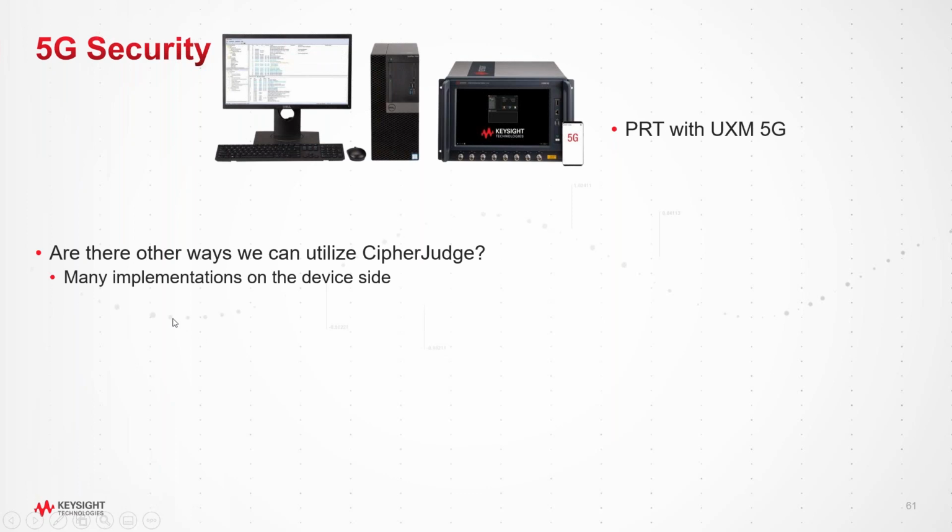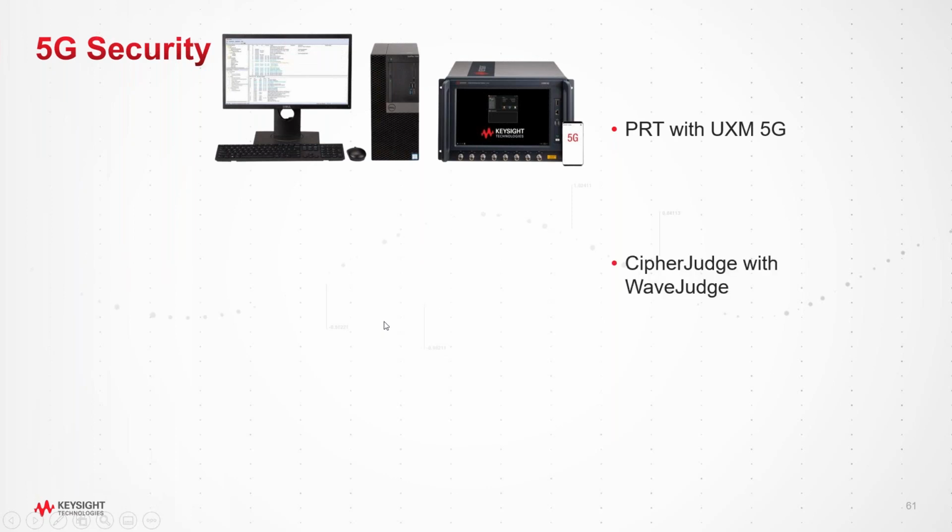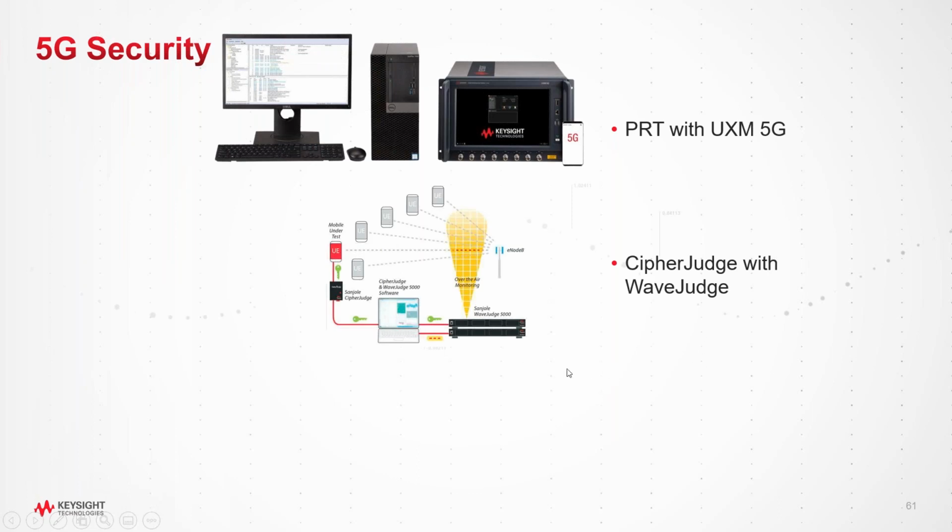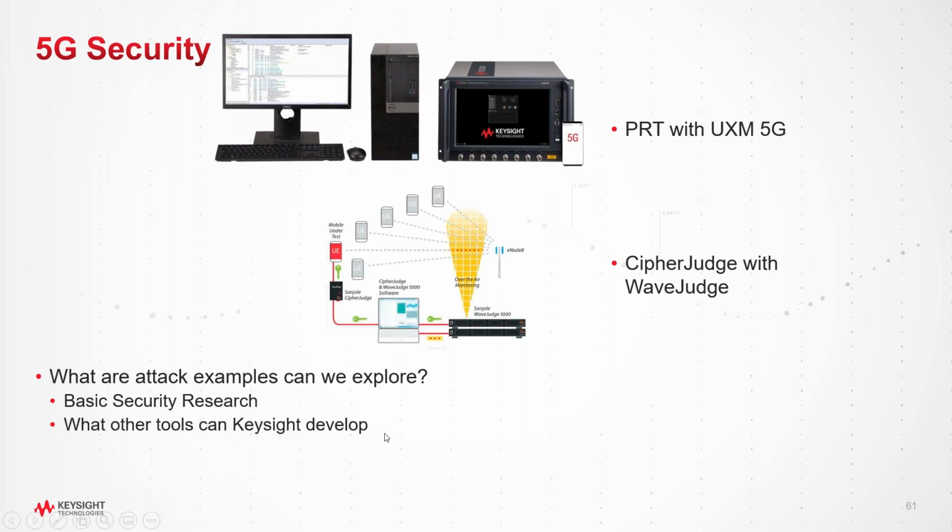We showed you a couple of different things. We saw that there were many implementations on the device side. So there's a lot of opportunity here to study manufacturers' implementations. Maybe manufacturers themselves would like to take a look at this. So that's the Cipher Judge that Keysight has. And essentially, what other attack examples can we explore? We just showed you two examples. These are very powerful equipment that can be used in very flexible ways to conduct different basic security research.